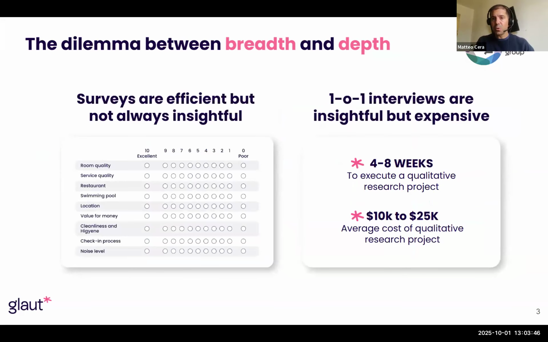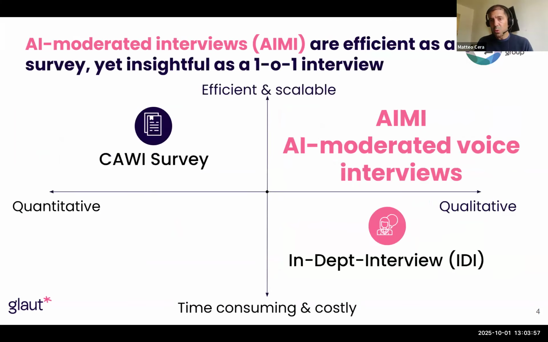The dilemma that we're trying to solve is the one between the efficiency and scalability of surveys and the depth of one-to-one interviews. In order to do that, we created a new research methodology that we called AMI, which stands for AI moderated interview. It tries to be a hybrid between the scalability of a survey and the depth of an interview.